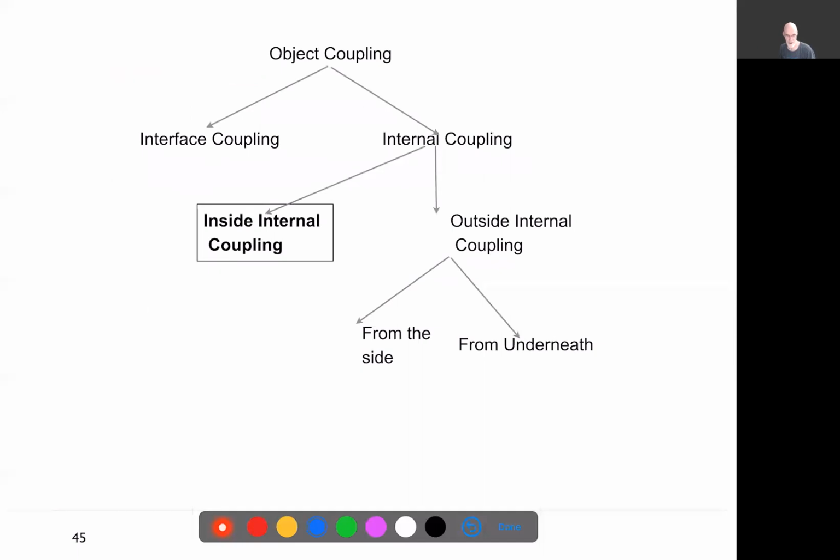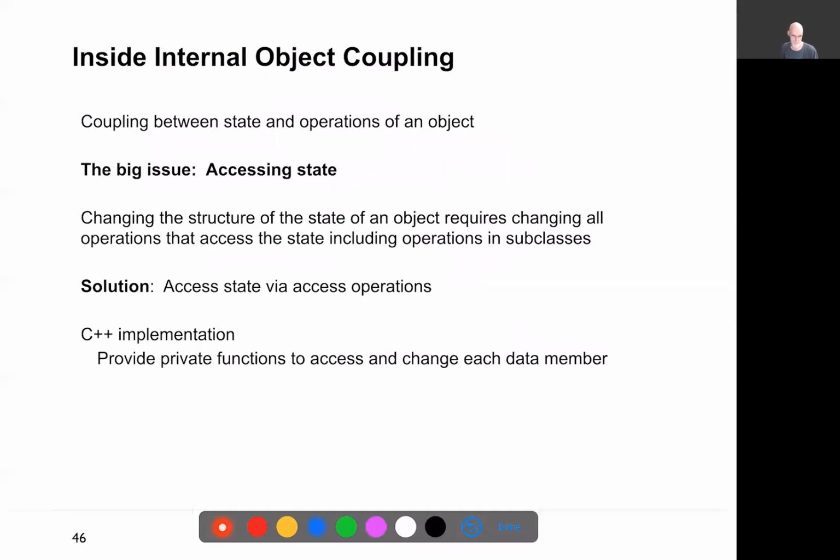Inside internal coupling. It used to be a big debate in the early days. So we have a class, and the class has got fields or properties, and now we're going to access those in all our methods. But that's a form of coupling, right? And what happens if, for example, we have a stack class, and there's different ways we can represent that stack. One is an array, another is a linked list.